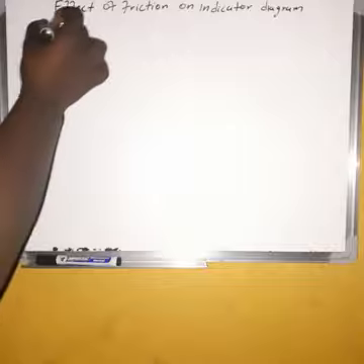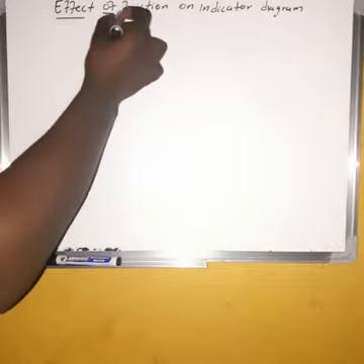This is fluid N6. I want us today to discuss the effect of friction on the indicator diagram. Let us see the effect of friction.